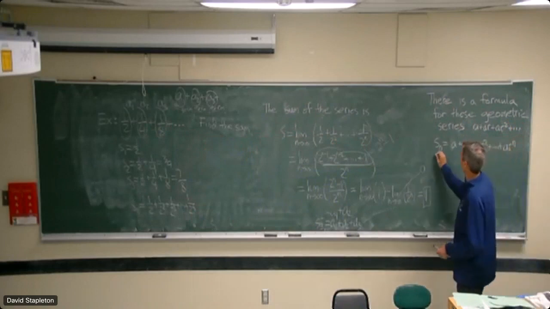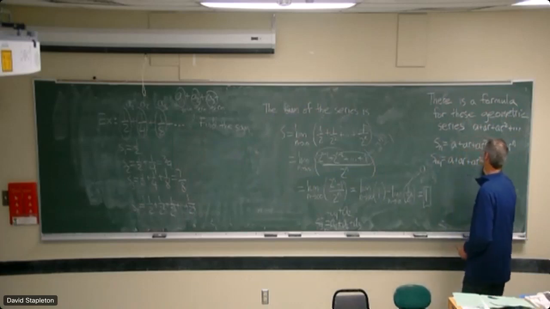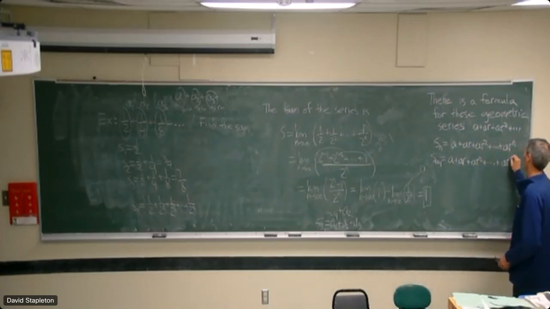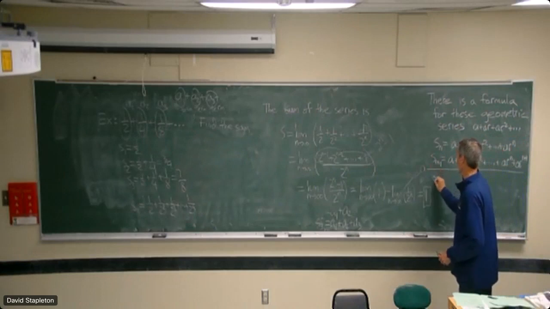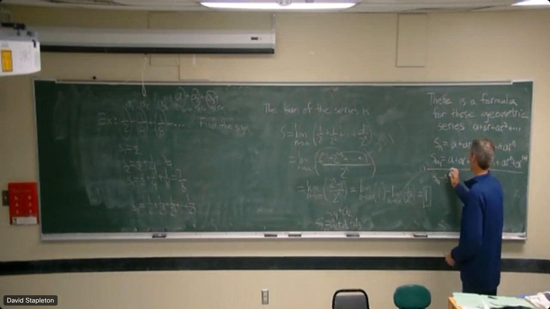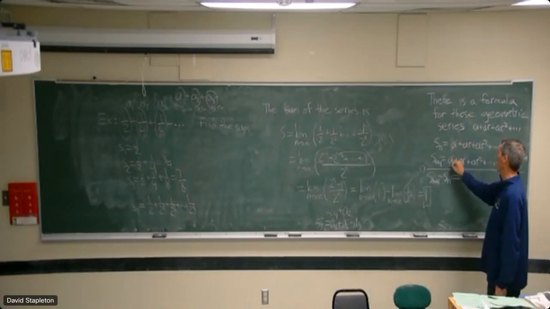Now Sn plus 1, I'll just replace n by n plus 1. So it's a plus ar plus ar squared plus and so on, plus ar to the n plus ar to the n plus 1. That's one more term. Now you can subtract these, Sn plus 1 minus Sn. Everything cancels except the last term, a times r to the n plus 1.